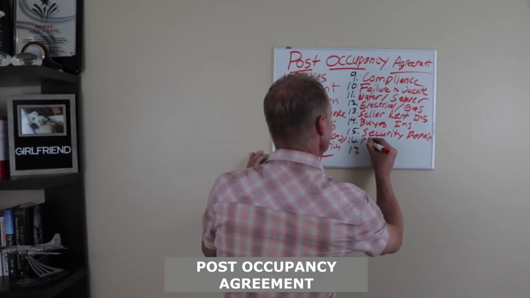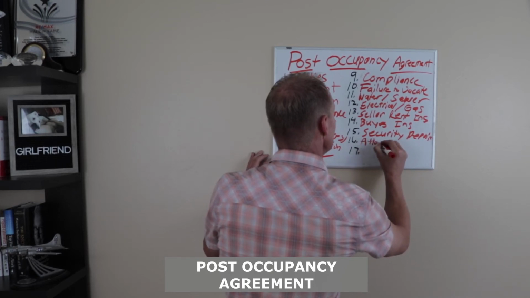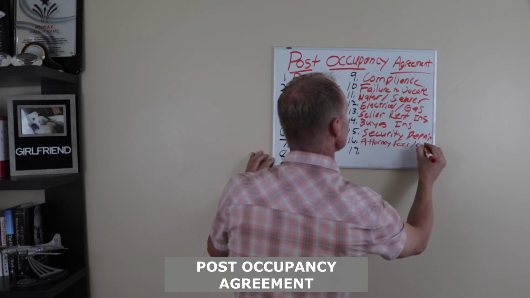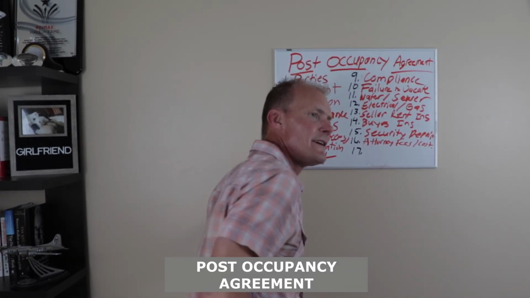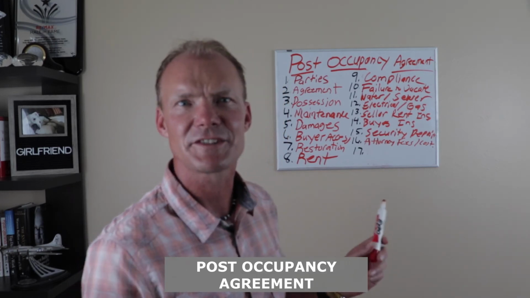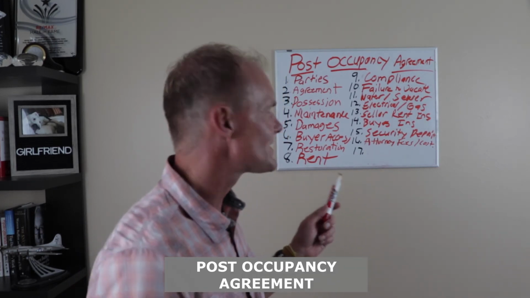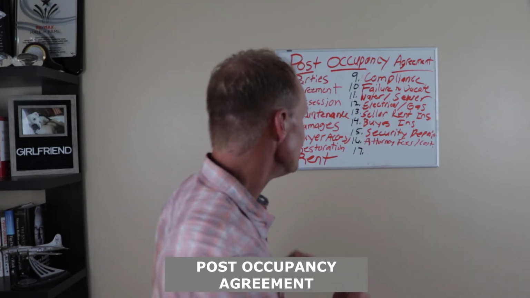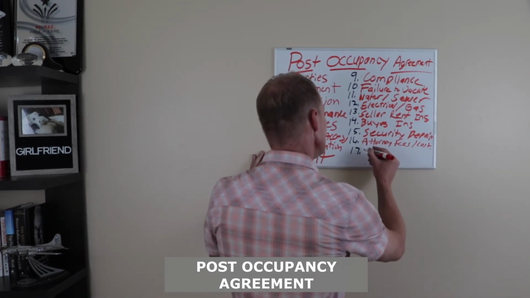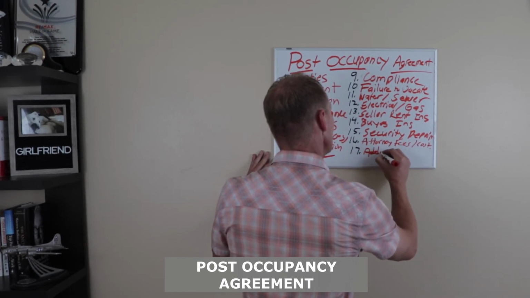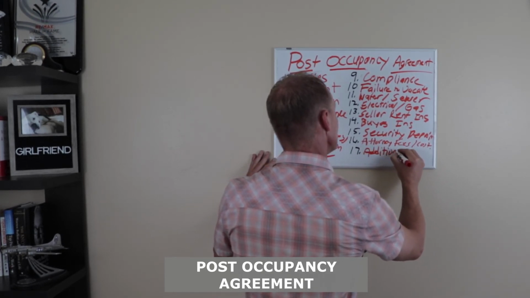Number 16 is the attorney fees, costs. Basically what it says in here is that the court must award cost to the prevailing party if there's ever any issues. And then number 17, just like the contract to buy and sell, we have the additional provisions.